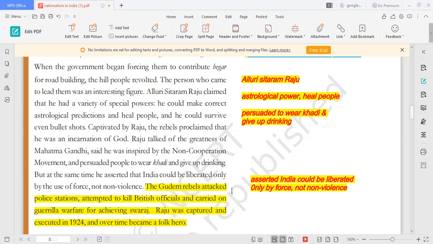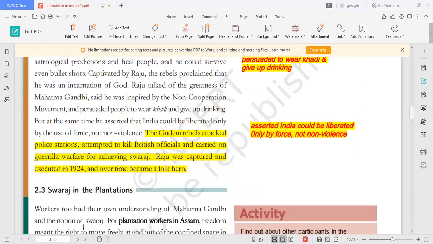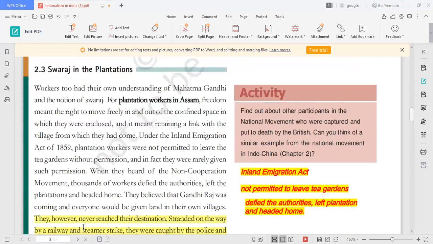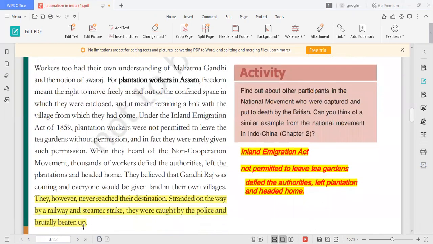Will the British be watching? No. The British captured Alluri and he was executed in 1924. So this movement was put to an end by the British government. Here also the movement turned into violence. Okay. Then let us move on to the plantation workers in Assam.